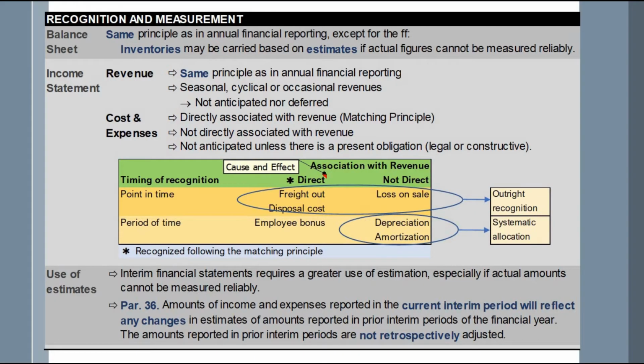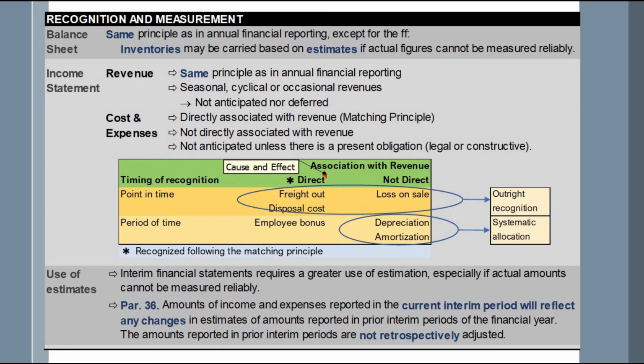So now let us proceed to the recognition and measurement principle. Let us start with the balance sheet. For the balance sheet, we are going to use the same principle as in the annual financial reporting, except for inventories. For interim reporting purposes, inventories may be carried based on estimates. On an annual basis, we are presenting inventories based on the actual physical count that is being conducted on an annual basis.